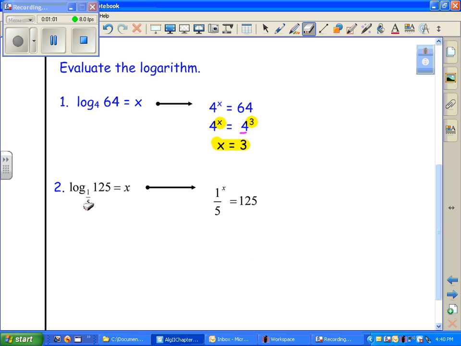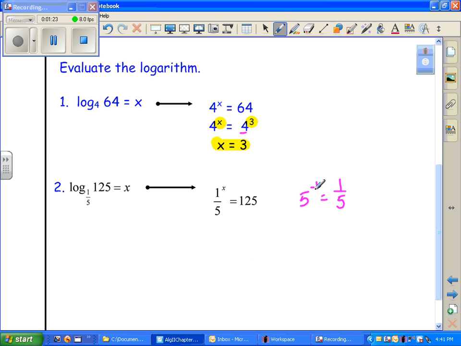We have 1/5 is the base on the log, so that's the base number. X becomes the exponent, and then 125 moves to the right side. I'm not liking having a fraction here, so if I want to move the 5 into the numerator, I can say that it's 5 to the negative 1 power. That is equal to 1 over 5.